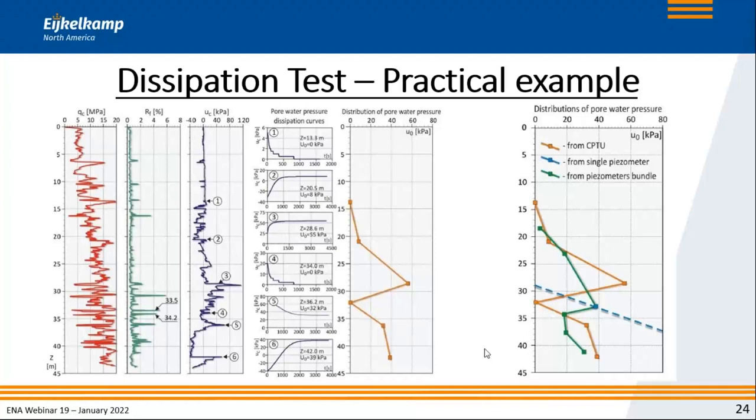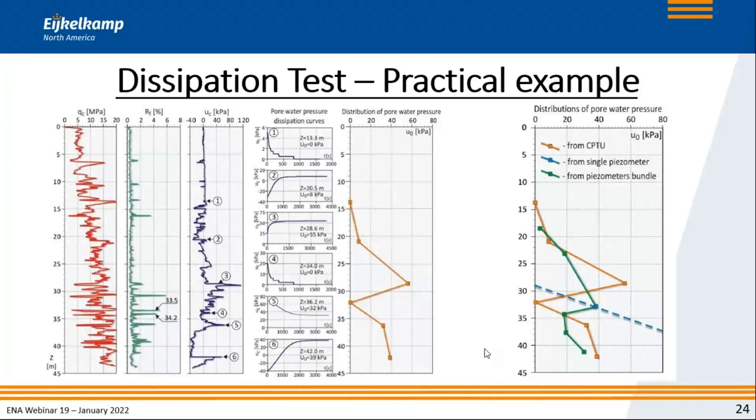The brownish line is what I showed you before. That is what came out of the CPT. Now, I could have put a single piezometer in there, and with that single piezometer, that could give you this blue dashed line, which gives you an indication of what's happening. But you see that it's completely unrelated to what you are finding from your CPT measurement.